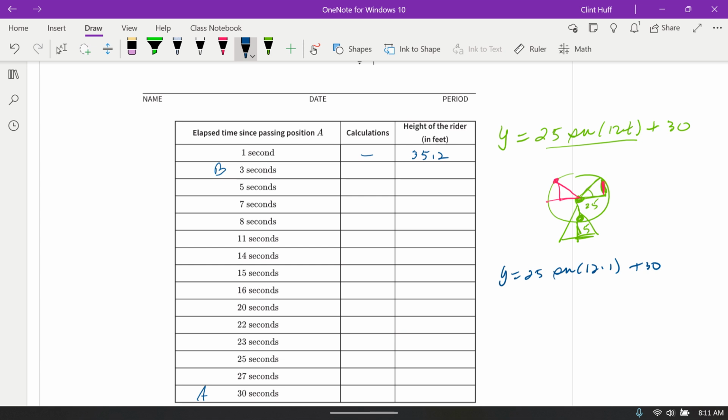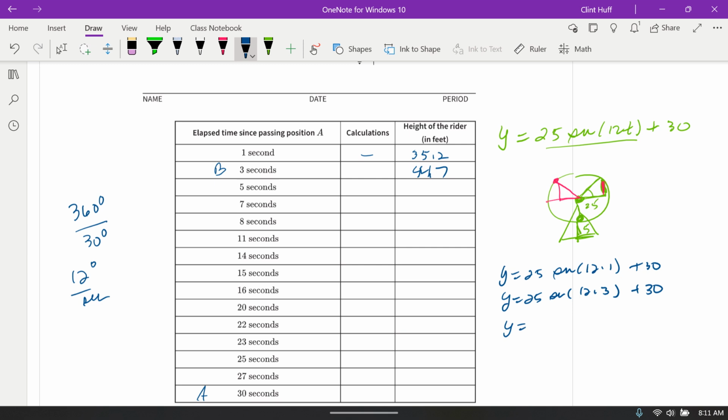On the next one, I'm going to do y equals 25 sine of 12 times 3 plus 30. Every 30 seconds I'm rotating 360 degrees around the circle, so that's 12 degrees per second. So at 3 seconds, that's 12 times 3, 36 degrees, and I'll get 44.7.